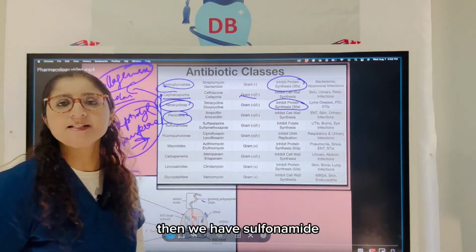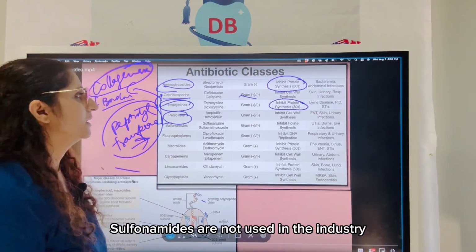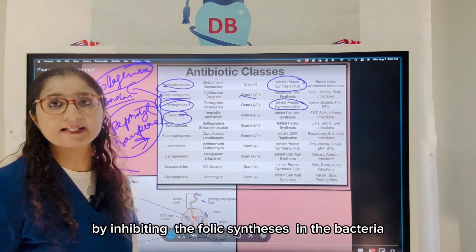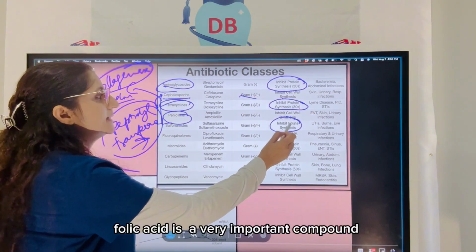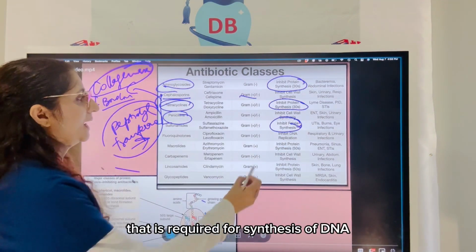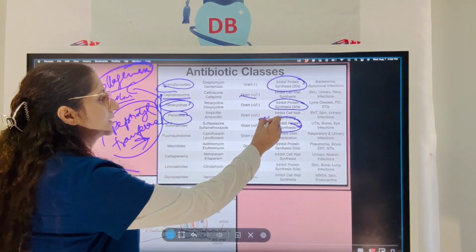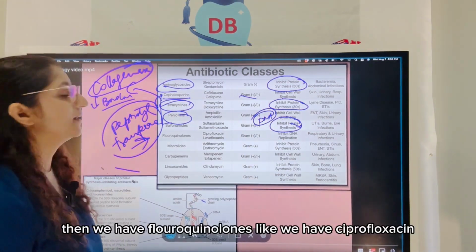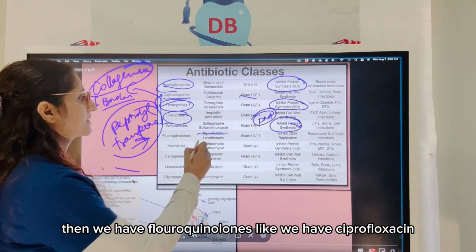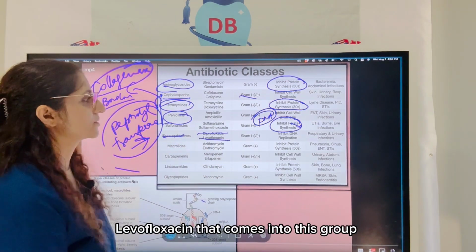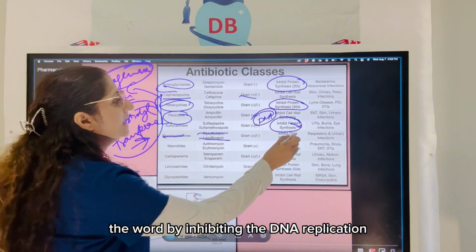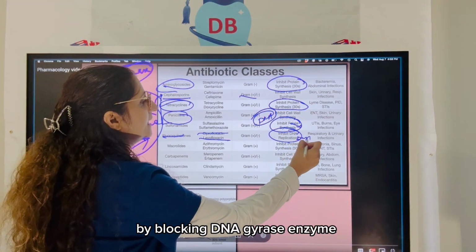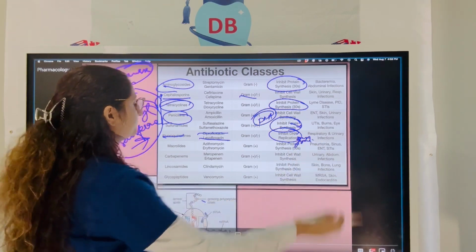Then we have sulfonamides. Sulfonamides are not used in dentistry. They are mainly used for UTI, but they work by inhibiting folate synthesis in the bacteria. Folate is a very important compound that is required for synthesis of DNA. So if the DNA is blocked, the cell is not going to multiply. Then we have fluoroquinolones, like ciprofloxacin and levofloxacin, that come into this group. They work by inhibiting DNA replication by blocking one enzyme called DNA gyrase.